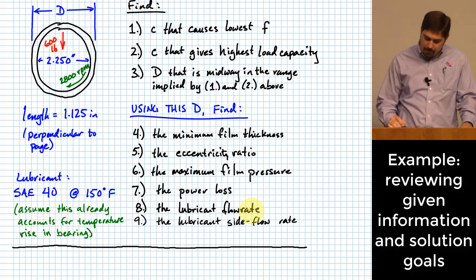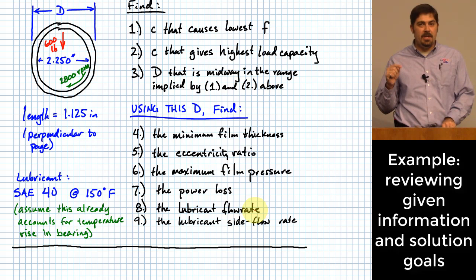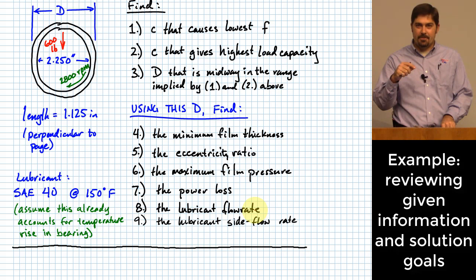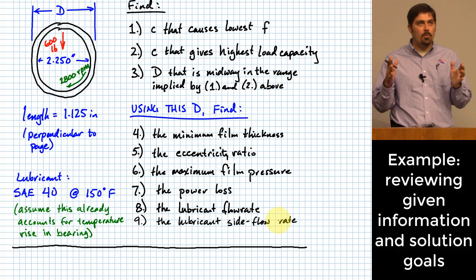And then lastly, the lubricant side flow rate. That one actually matters more to us because that is the rate at which we need to replenish the lubricant in the bearing. How fast we need to do that is a function of how fast the lubricant is rotating around and around in the bearing. So that gives us a picture of what we're looking for and why we're looking for it.